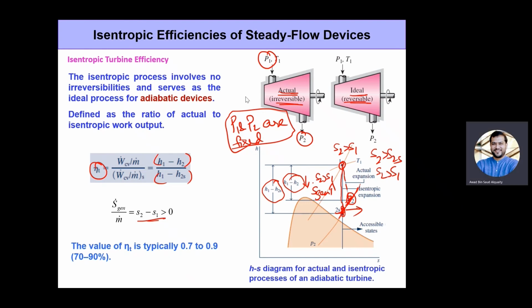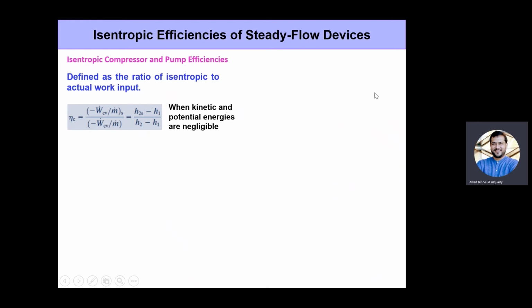Now let's move on to other devices, right? So let's talk about the isentropic efficiency for a compressor, or let's say a pump. As we know, a compressor or a pump's role is to increase the pressure of any fluid that comes in, and it does so by taking in some work input. Okay, so this is important.